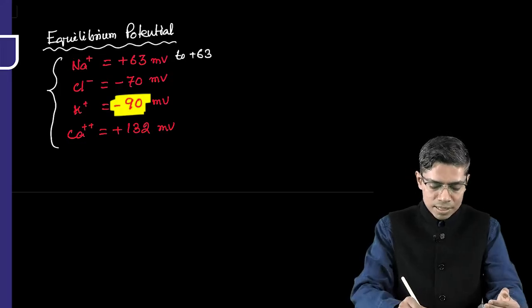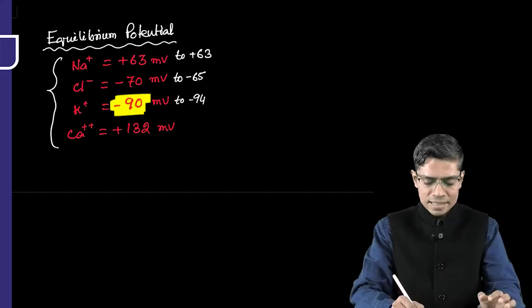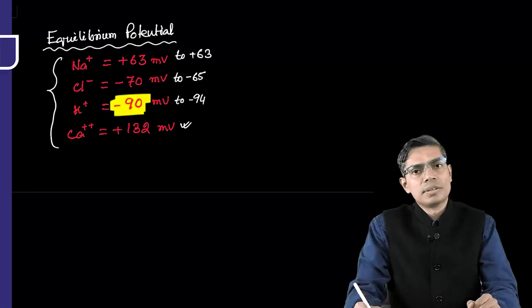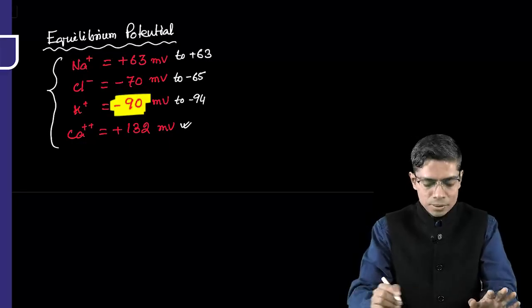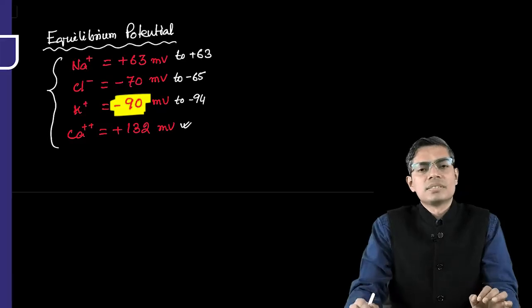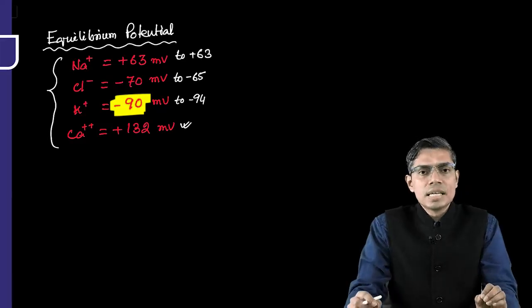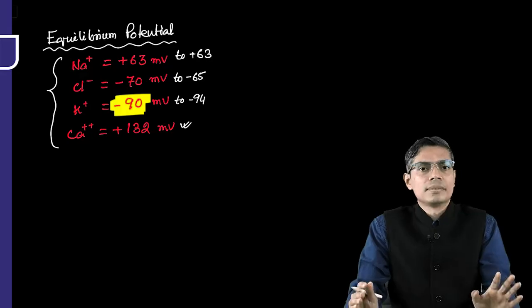Some of the books are saying it is from minus 65 to minus 70, and this potassium is minus 90 to minus 94 millivolt. That's okay. And calcium is plus 132 only. Right. So that's okay. But we are going to remember this red color number. This is very, very important. This is the equilibrium potential of different ions.